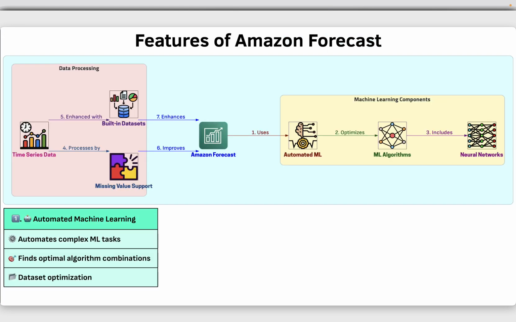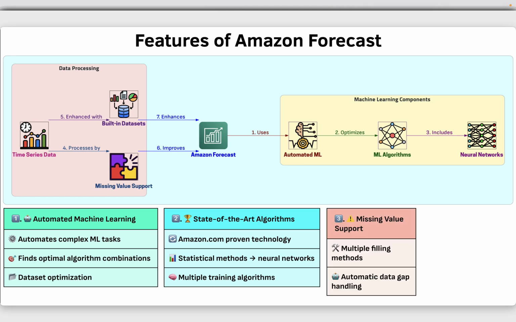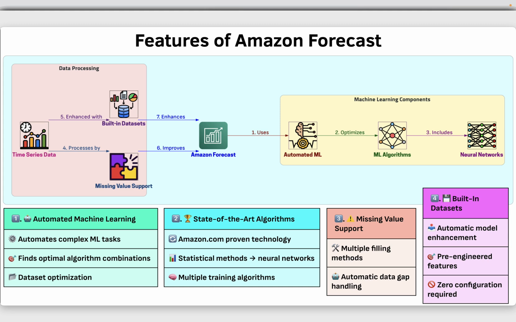Forecast automates complex machine learning tasks by finding the optimal combination of machine learning algorithms for your datasets. It applies a combination of machine learning algorithms that are based on the same technology that is used at Amazon.com. Forecast offers a wide range of training algorithms, from commonly used statistical methods to complex neural networks. Forecast provides several filling methods to automatically handle missing values in your datasets. Forecast can automatically incorporate built-in datasets to improve your model. These datasets are already feature engineered and do not require any additional configuration.